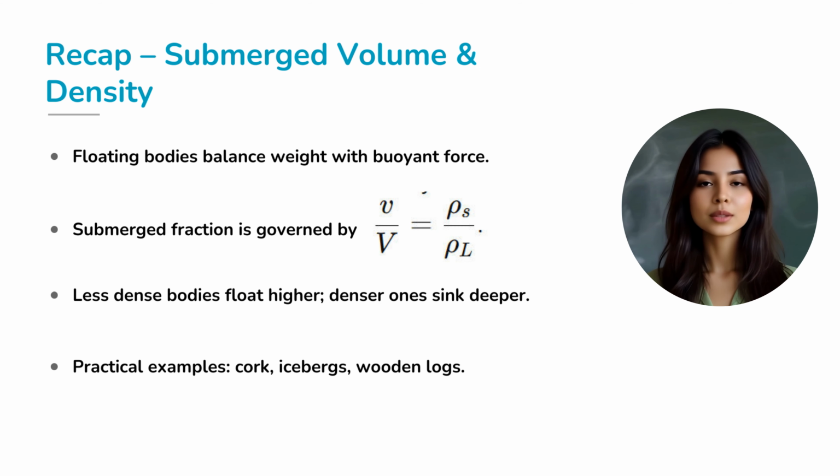So to sum up, the fraction of a floating body submerged depends only on the ratio of its density to the density of the liquid. This principle beautifully explains why wood, cork, or ice floats the way they do. It is a direct outcome of Archimedes' principle and is used in shipbuilding, hydrometers, and even in understanding natural wonders like floating icebergs. I hope you now feel confident in explaining why some bodies float higher than others.